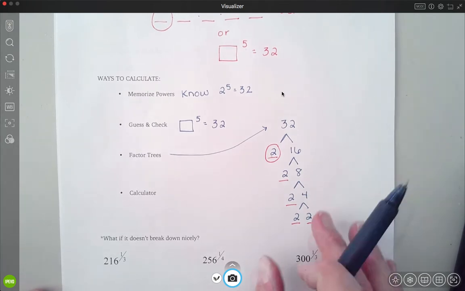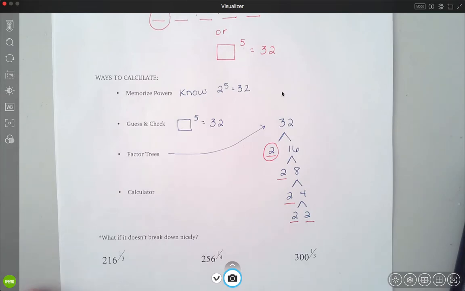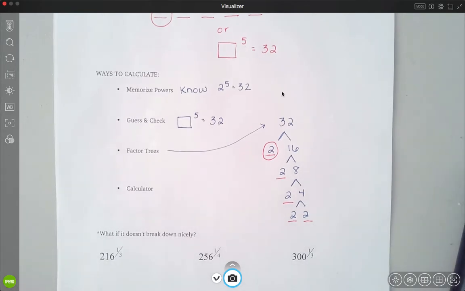Again, I'm hoping that you don't have to do this for every single number, because once you've worked with some of these numbers enough, you'll know them off the top of your head. And then last but not least, you can do these on the calculator, but there's a reason I saved that for last, and I'll show you in just a minute.